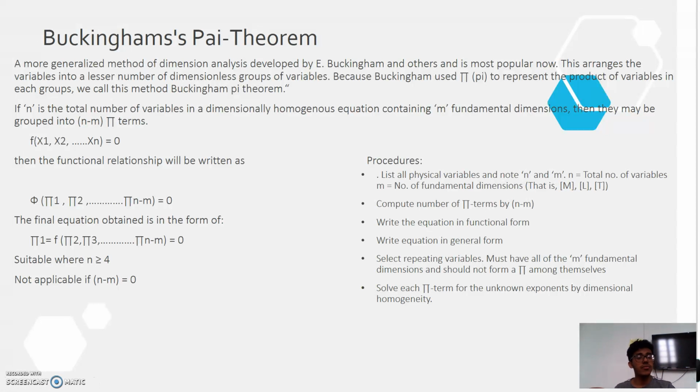If n is the total number of variables in a dimensionally homogeneous equation containing m fundamental dimensions, they may be grouped into n minus m pi terms. And we have here the steps and how we're going to do it, like the function f and how many unknown variables we have. Also here we have the procedures, six procedures: list the variables and compute the numbers, write the equation and write the general form, select the repeating variables, and solve each pi term for the unknown exponents by dimensional homogeneity.